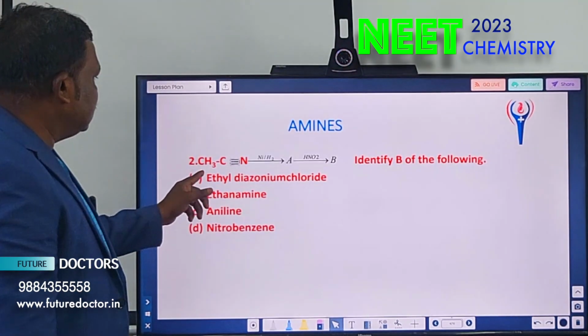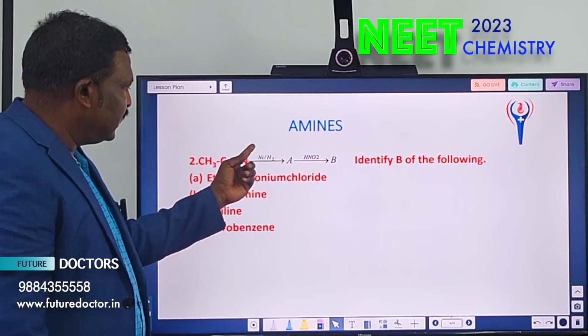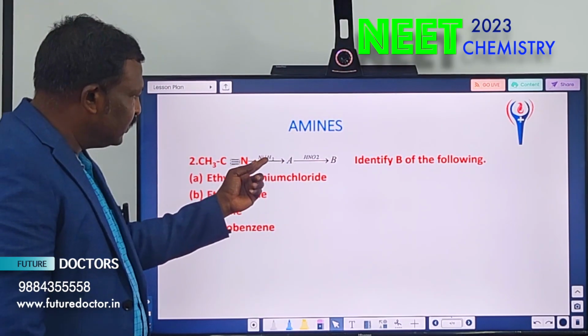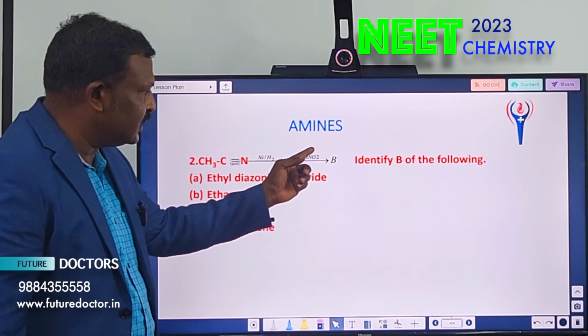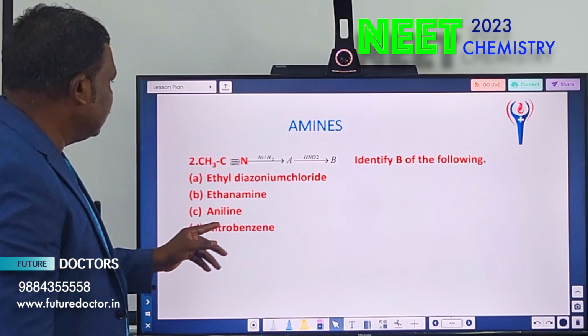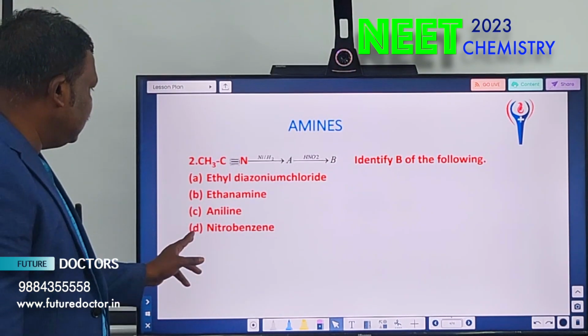Second question, CH3C triple bond N, called ethane nitrile, gives A when reduced by nickel in the presence of H2. Again, A gives B when it reacts with nitrous acid, which is called the nitrous acid test. Identify B of the following. A, ethyl diacetyl chloride; B, ethanamine; C, aniline; D, nitrobenzene.